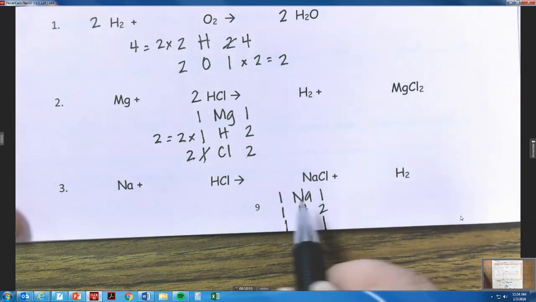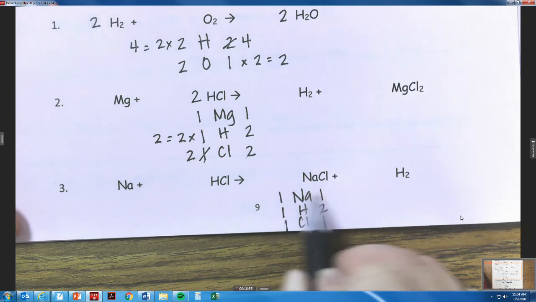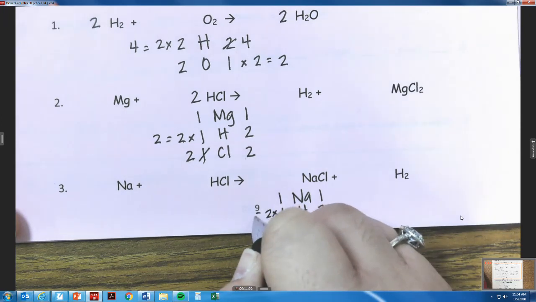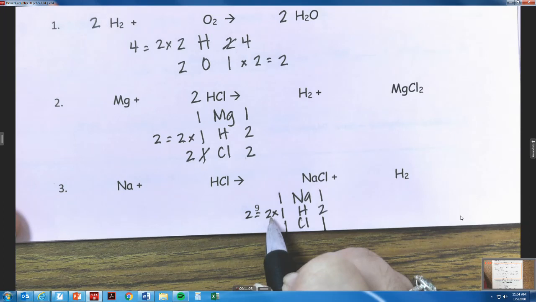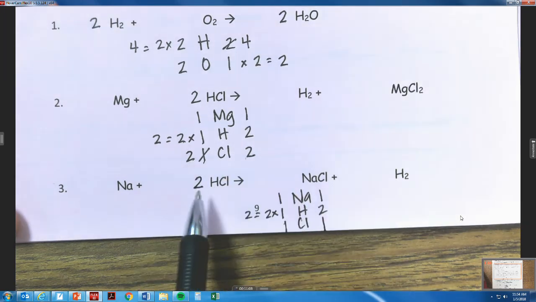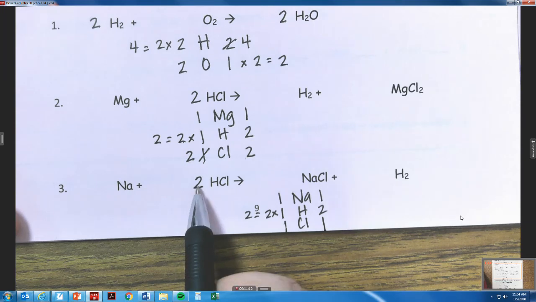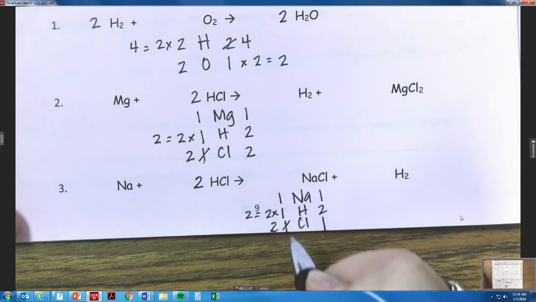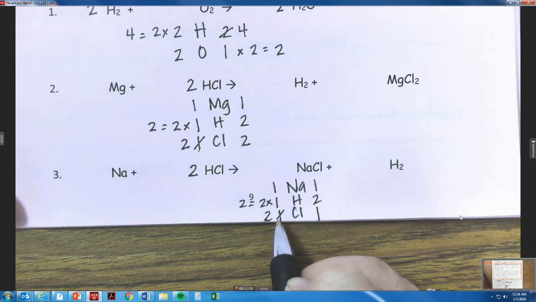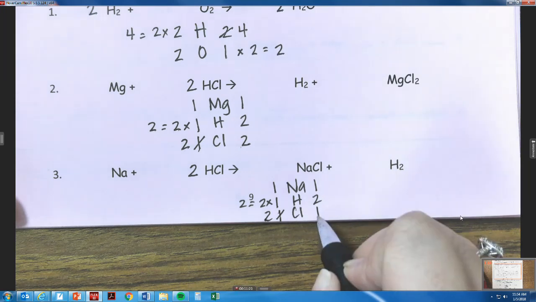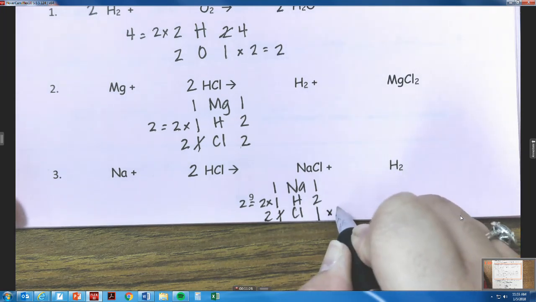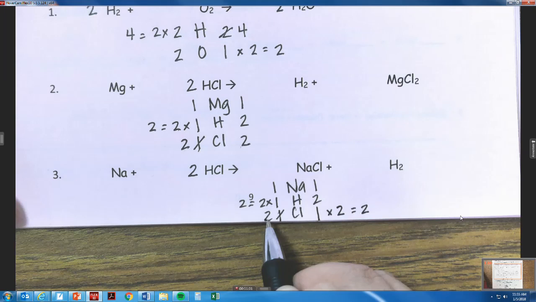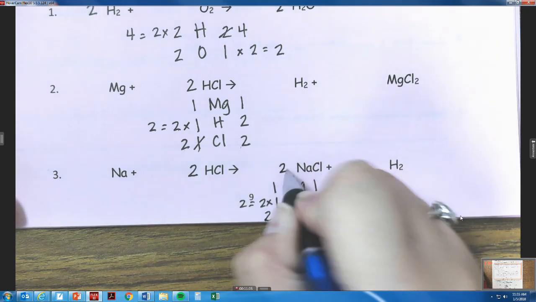Sodium is already balanced, so we can skip sodium, but hydrogen needs to be multiplied by 2 because they are not balanced. Because I multiplied by 2, that means my coefficient for hydrogen needs to change to a 2. Because I changed that coefficient to a 2, I now have 2 chlorines. But because I changed the number of chlorines, that means I'm going to have to multiply my product side by 2 now. So now 2 and 2, my chlorines are balanced.